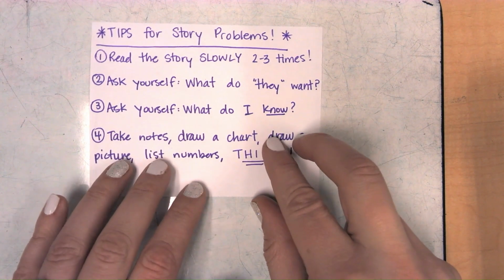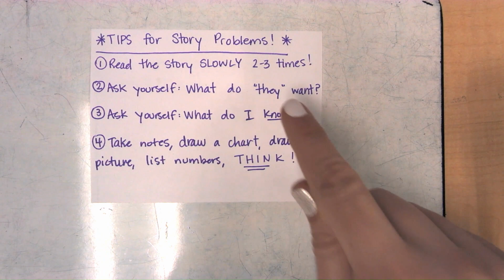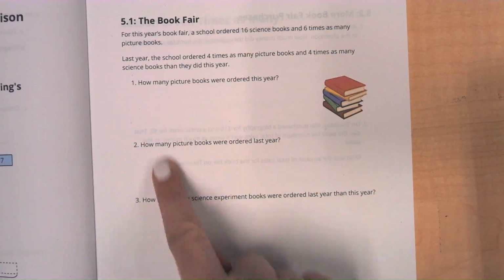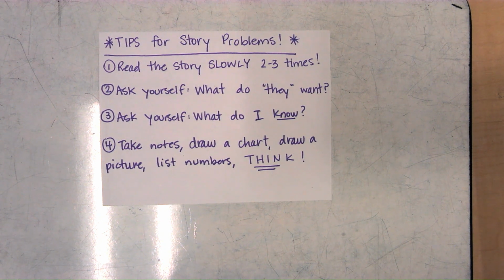When you are thinking about word problems, get ready to take a screenshot here. This is what I want you to consider. Screenshot this. Tips for story problems. Read the story slowly 2 to 3 times. Ask yourself, what do they want? Meaning, what are the questions asking you, right? Ask yourself, what do I know? What is it about the story that I already know?